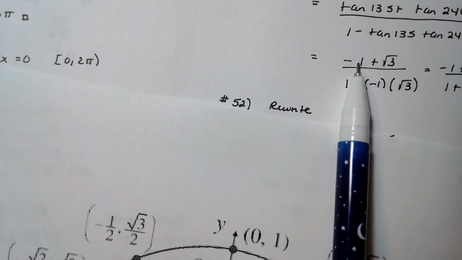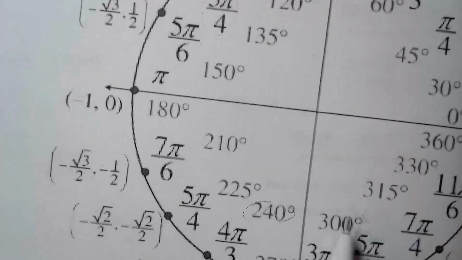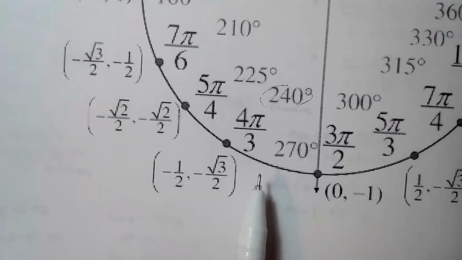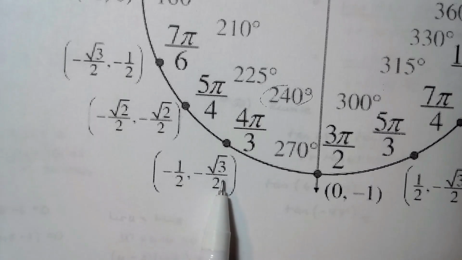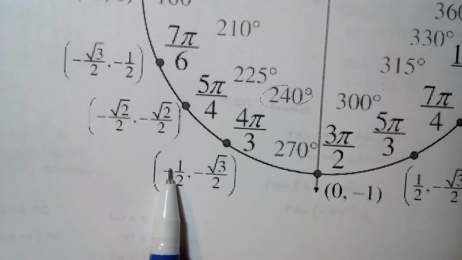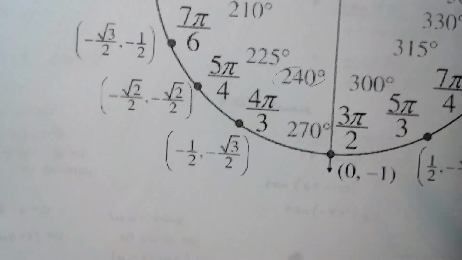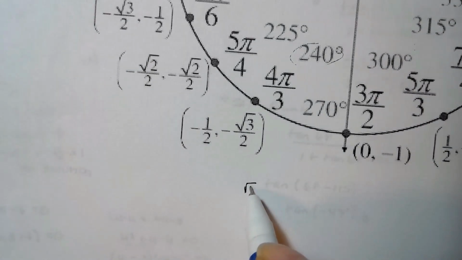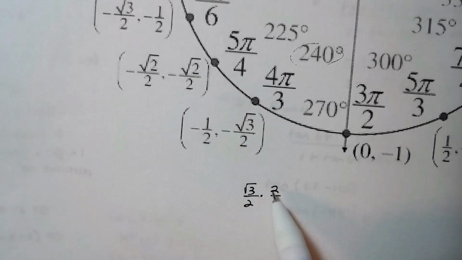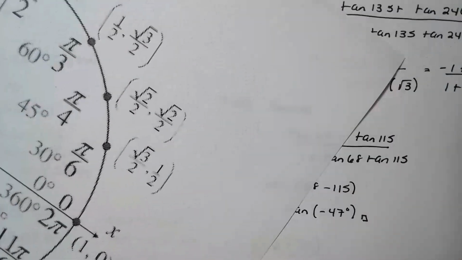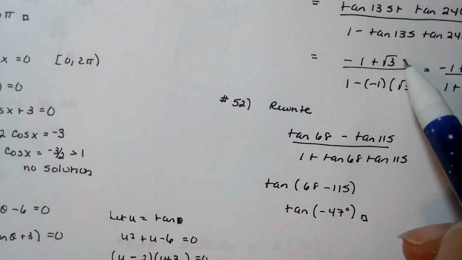tangent of 135. The tangent of 240, so coming down here, is negative root 3 over 2 divided by negative 1/2. So a negative divided by negative is going to give me a positive value. But what you're going to think about is, that's root 3 over 2 times 2 over 1. Just multiply this by the reciprocal of that. And the 2's cancel, so you get a positive root 3.